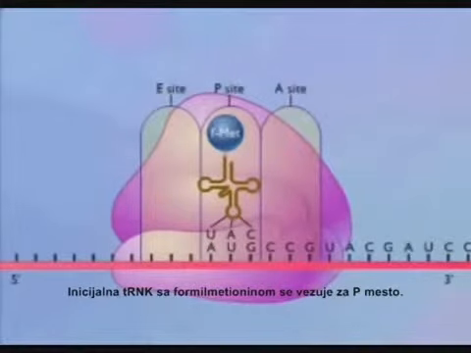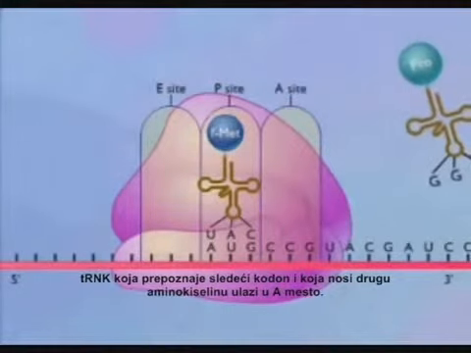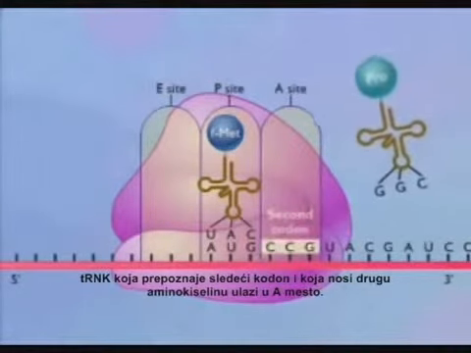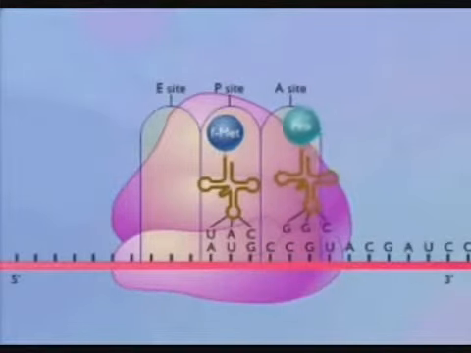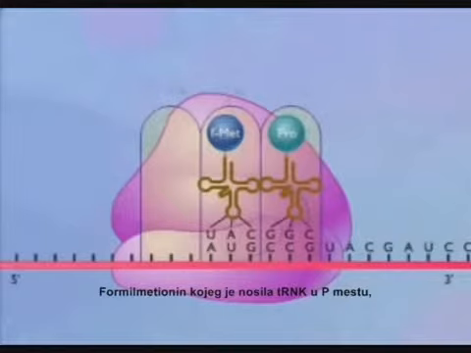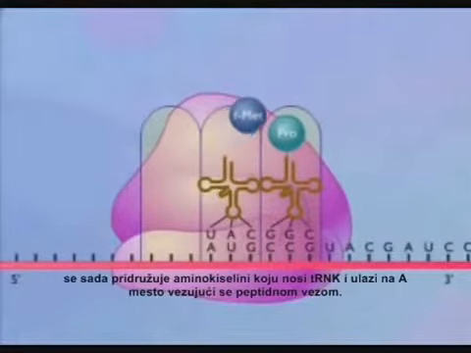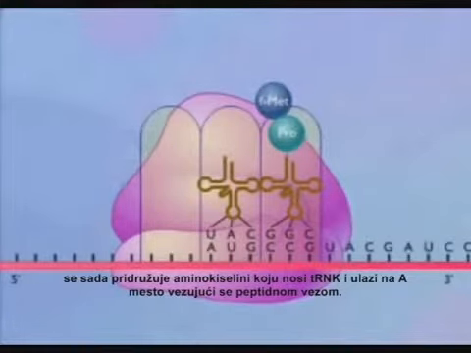The initiating transfer RNA carrying formyl methionine binds to the P site. A transfer RNA that recognizes the next codon and carries the second amino acid then moves into the A site. The formyl methionine carried by the transfer RNA in the P site is then joined to the amino acid carried by the transfer RNA that just entered the A site by a peptide bond.